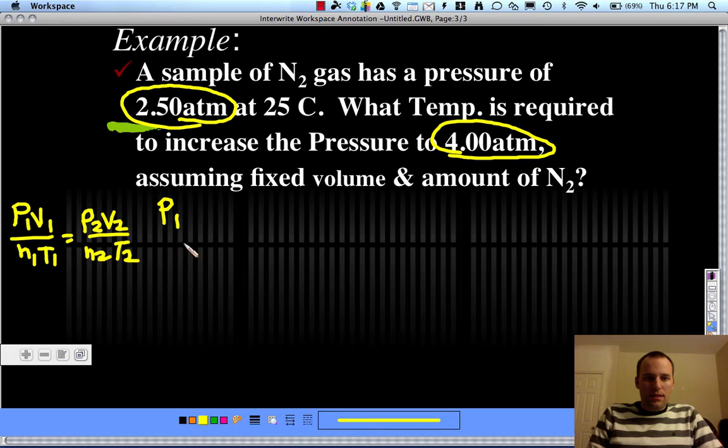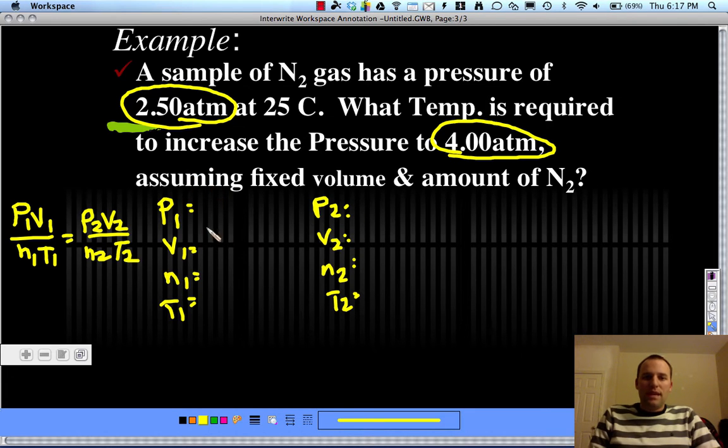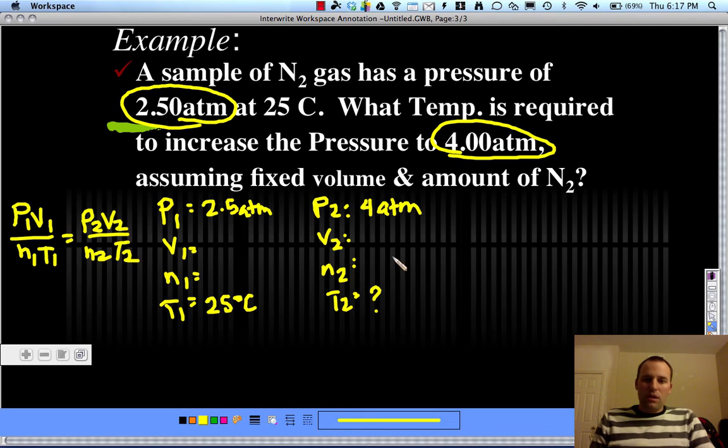So as always, make a list: P1, V1, N1, T1. Always write down what you know from the problem: P2, V2, N2, T2. Okay, so reread the question. A sample of nitrogen gas has a pressure of 2.5 atmospheres. So there's my P1, at 25 degrees Celsius. There's my T1. What temperature is required? So we're looking for T2, to increase the pressure to 4 atmospheres. There's my P2.